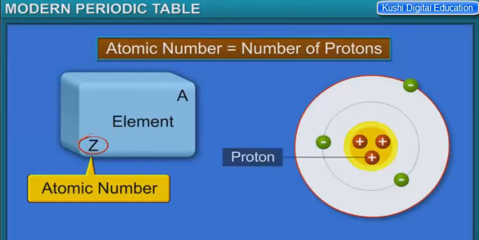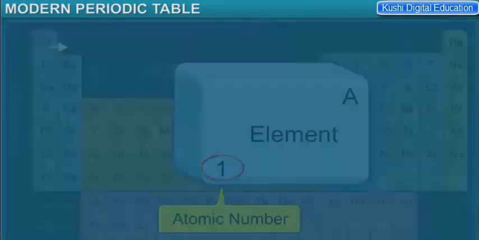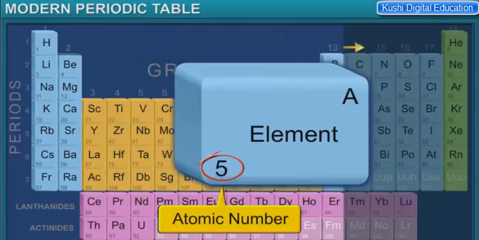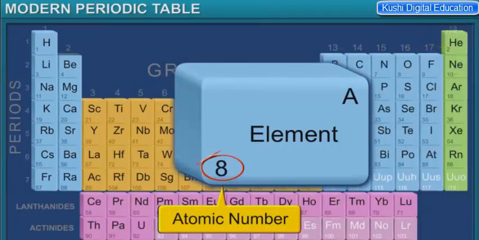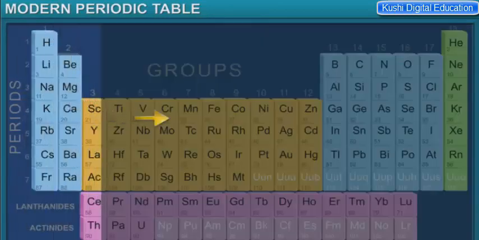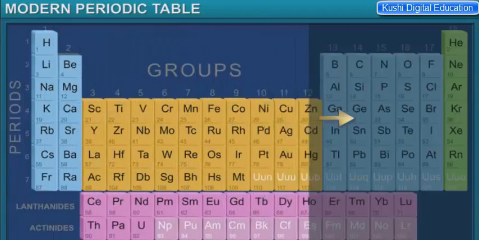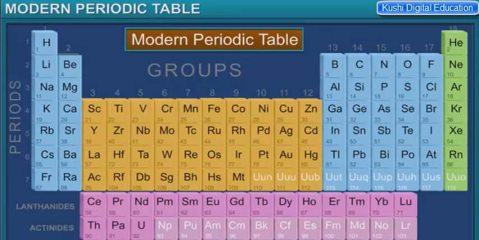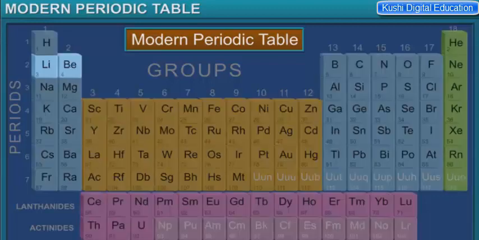Atomic number is the number of protons in an atom, and it increases by 1 unit in going from one element to the next. Elements, when arranged in order of increasing atomic number, lead us to the classification known as the modern periodic table. The properties of elements could be predicted with more precision when elements were arranged on the basis of increasing atomic number.